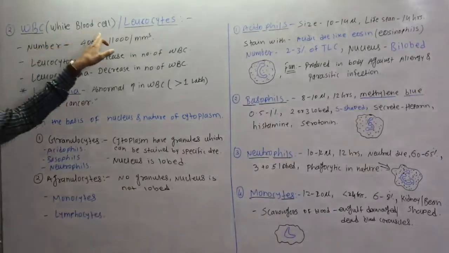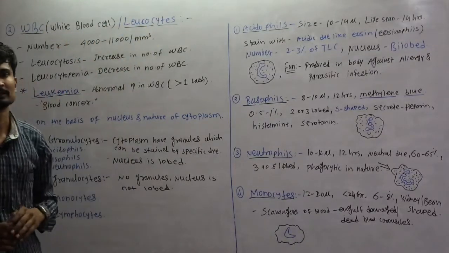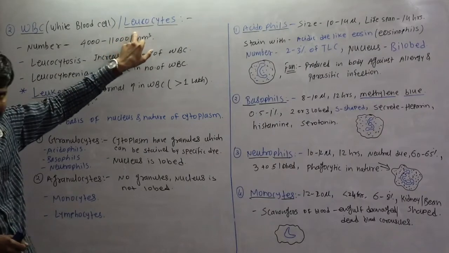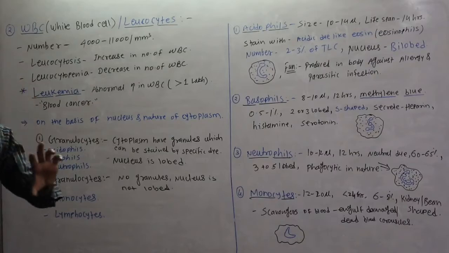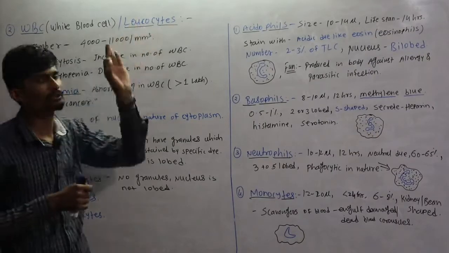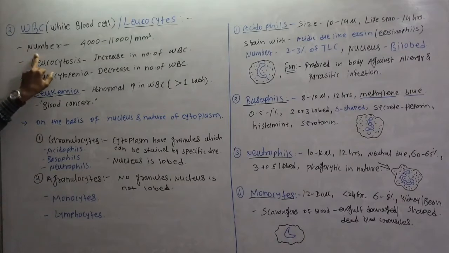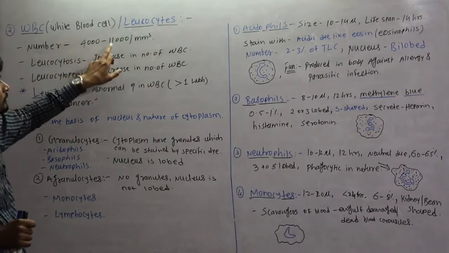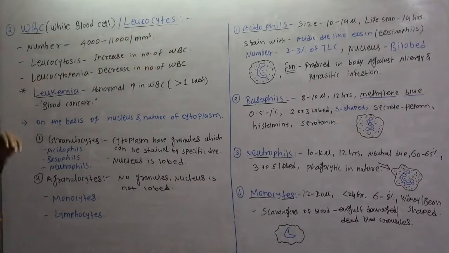WBC means white blood cell, or it is called as leukocytes. Leukos means white and cytes or cytos means cells. So that is white cells. That is why the other name is leukocytes. The number of leukocytes or WBC is 4,000 to 11,000 per cubic mm of the blood. As compared to the RBC, the number is very less.